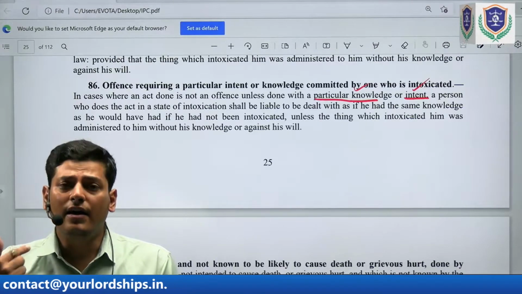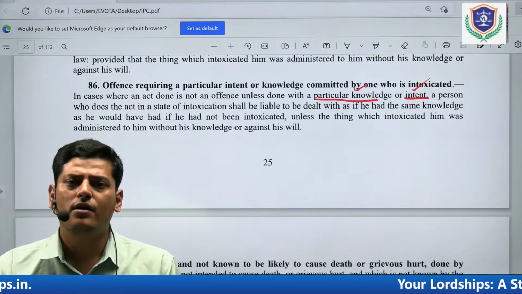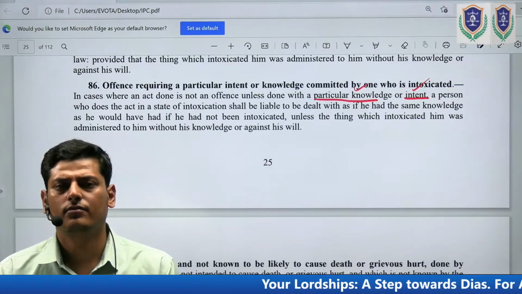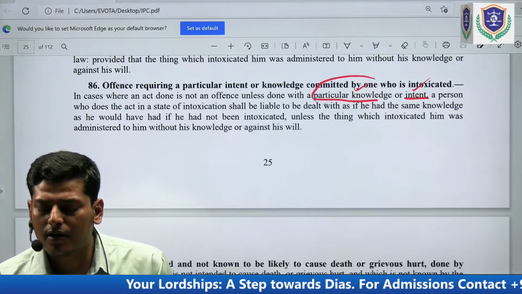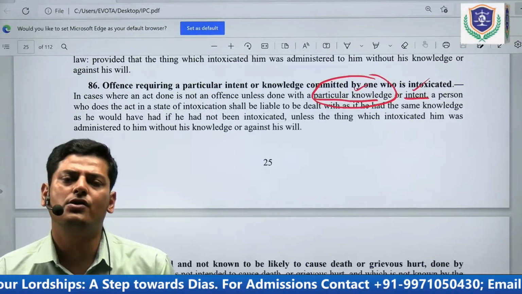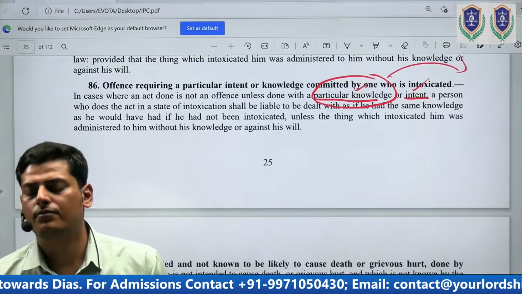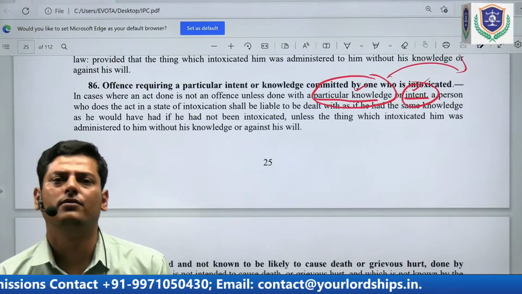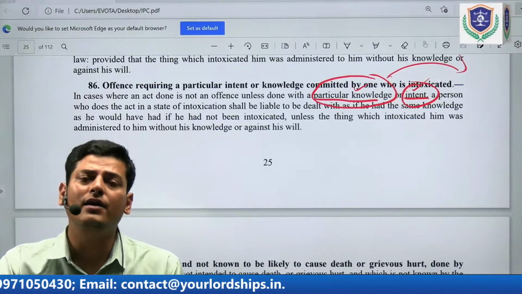Then if any person who has intoxicated himself voluntarily, then on that person the requisite knowledge which is there, that knowledge is imputed. The intention part is not imputed if the person has voluntarily intoxicated himself.